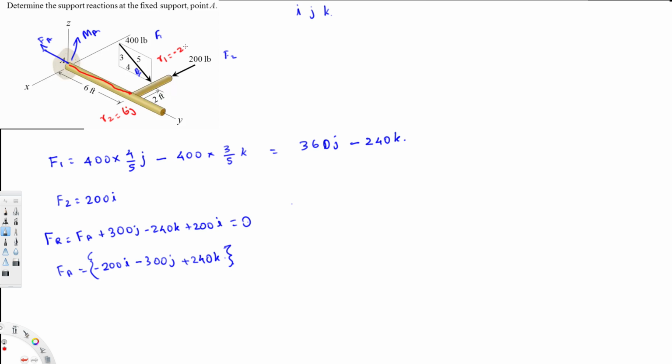So negative 2i plus, also if you see, this is 6 feet away from the y-axis, so it's going to be 6j. So these are the 2 point vectors we have. Now we have to find the moment. To find the moment, we have to create an equation.